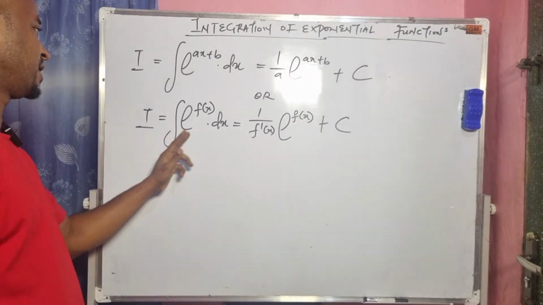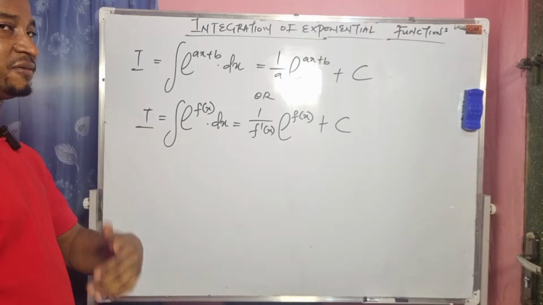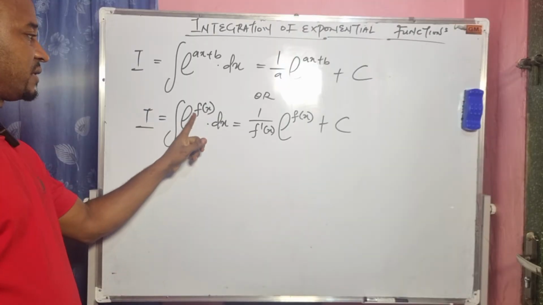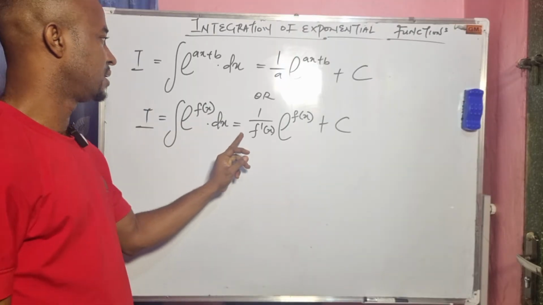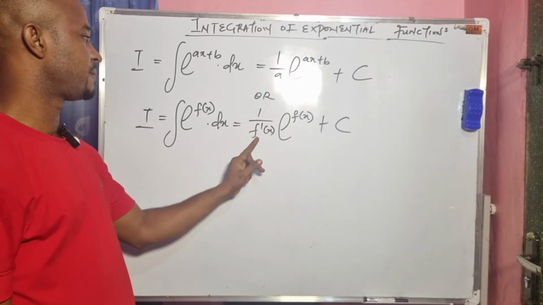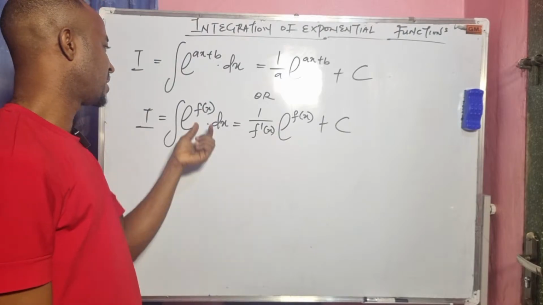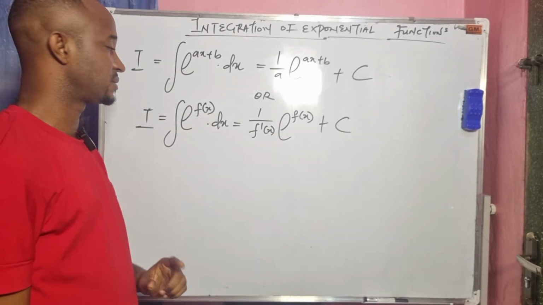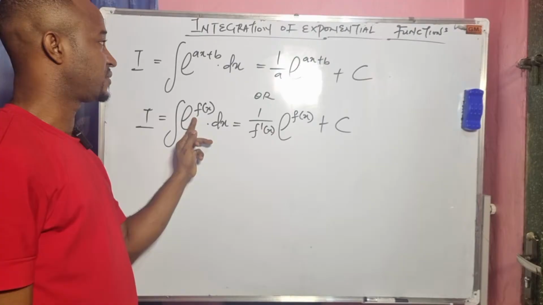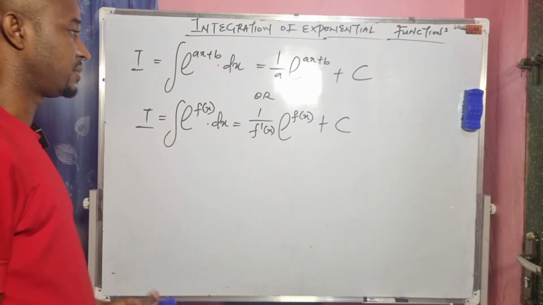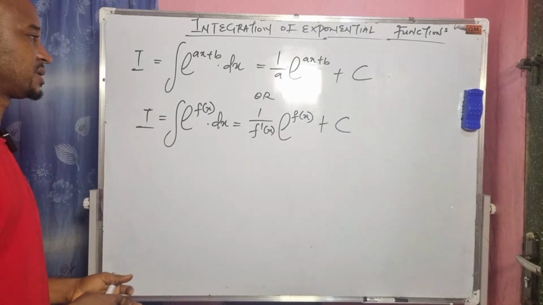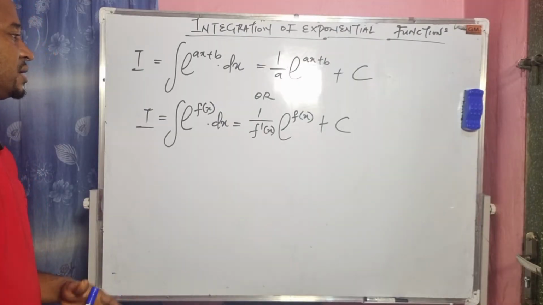If I have integral of exponential f of x, where f of x is a function of x, this becomes 1 over f prime of x, exponential f of x plus c. But f of x must be a linear function, all right? Must be a linear function of this kind. But we'll solve some problems to see how we can differentiate different forms of this expression.